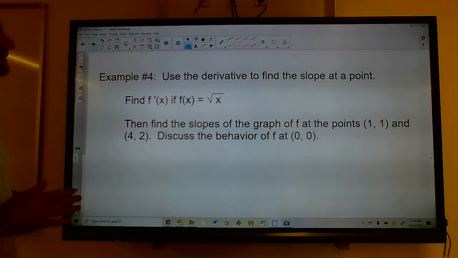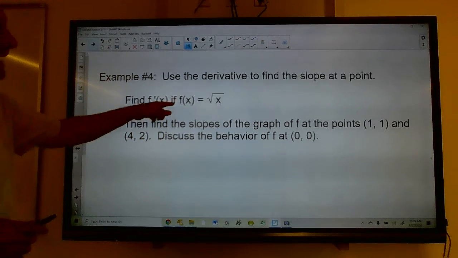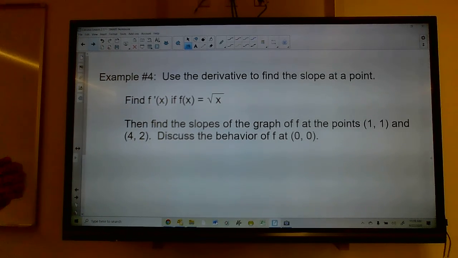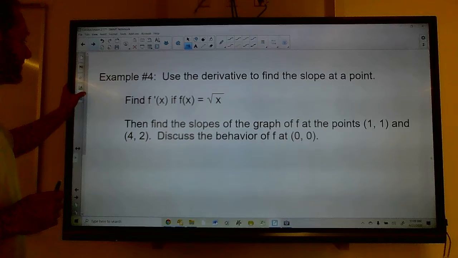Okay, use the derivative to find the slope at a point. So find f prime of x, for f of x is the square root of x. Then find the slopes of the graph of f at the points (1, 1) and (4, 2). Discuss the behavior of f at (0, 0).